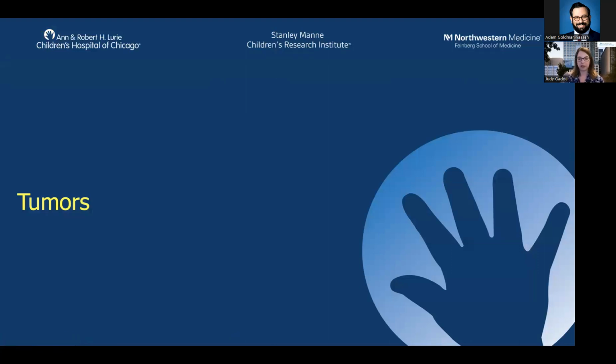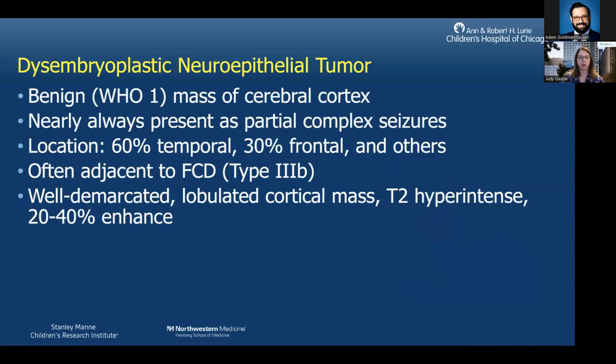Okay, we will move on to tumors. There's several cortical tumors to cover. So the first one is dysembryoplastic neuroepithelial tumor, or you might see it abbreviated as DNET. This is a benign mass of the cerebral cortex. It is WHO grade 1.